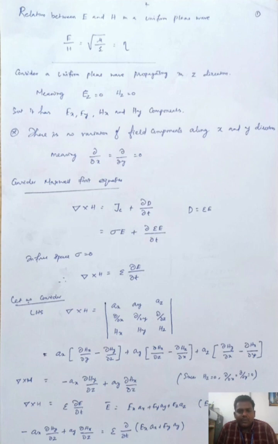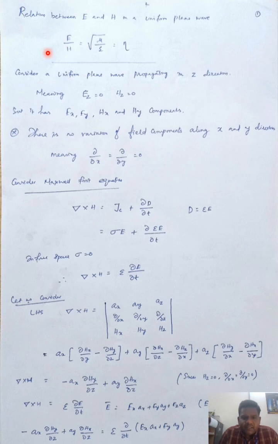We are going to compare the relation between the electric and magnetic field, the electric and magnetic intensities of a plane wave. Let us see the derivation in detail in the following slides. As we discussed, to derive the relation between the electric and magnetic field intensity in the background of uniform plane waves, we can consider a uniform plane wave propagating in the direction of z.